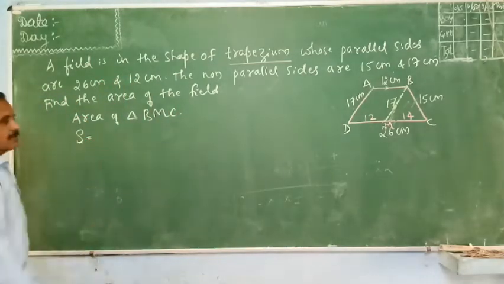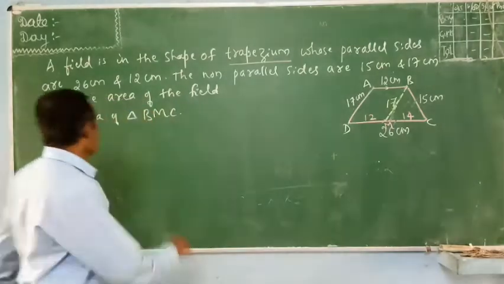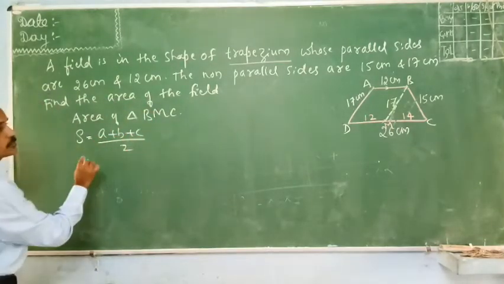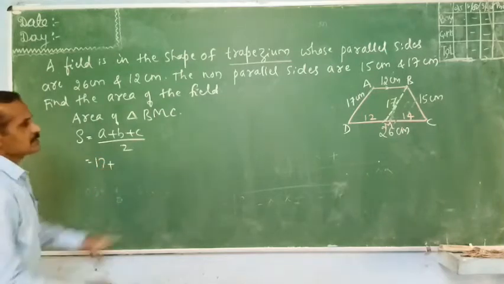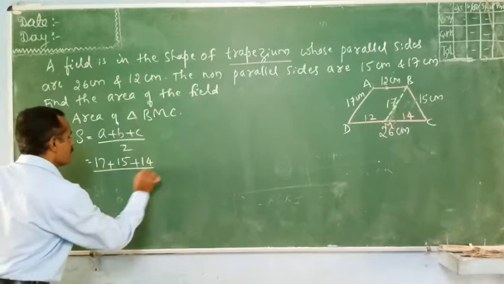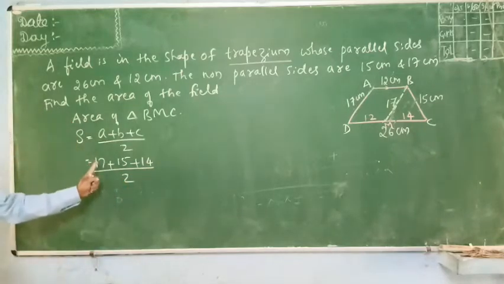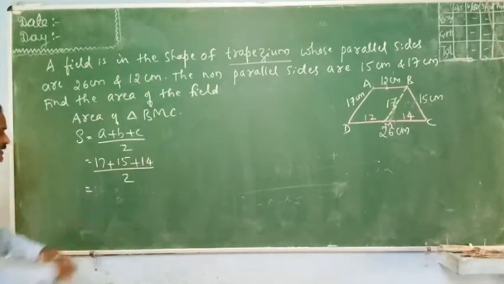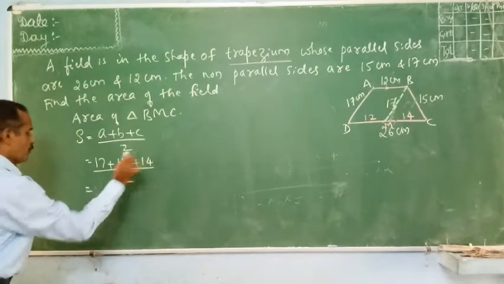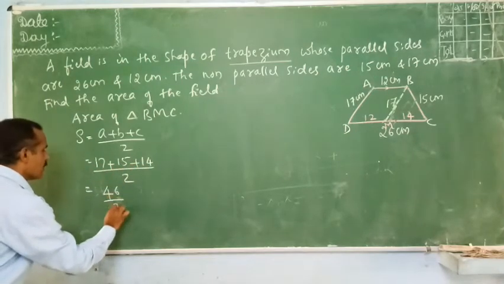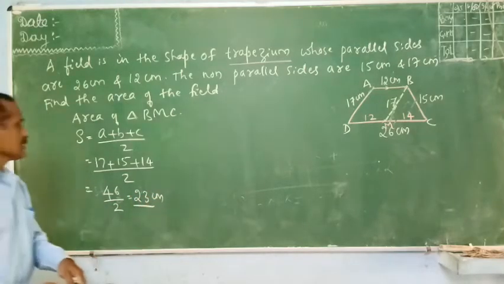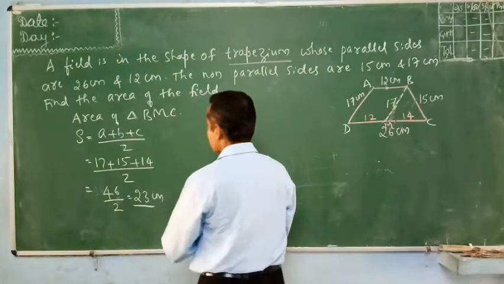First, semi-perimeter. A plus B plus C divided by 2. 17 plus 15 plus 14, divided by 2. 32, 42, 46. 46 divided by 2. Answer is 23 centimeter is the semi-perimeter.